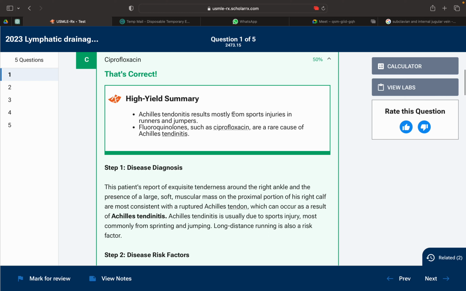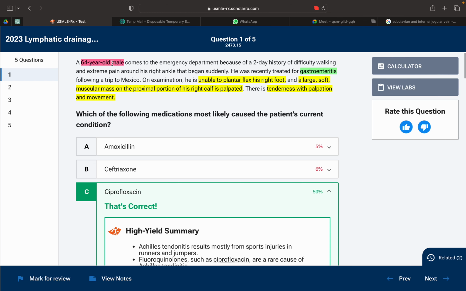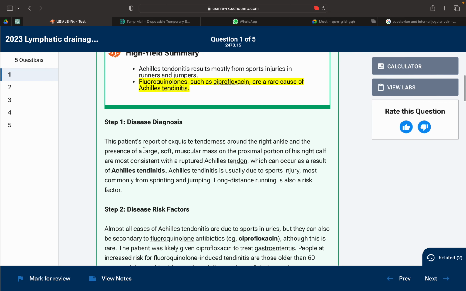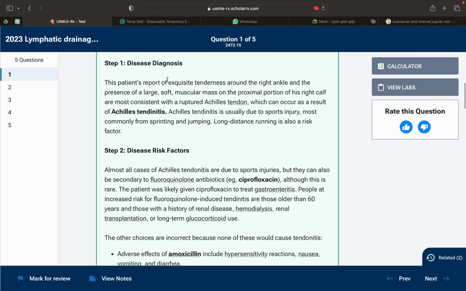Achilles tendinitis results mostly from sports injuries in runners and jumpers. Fluoroquinolone, but a 64-year-old male could not be a runner or jumper. Okay, that's common sense. So fluoroquinolones such as ciprofloxacin are a rare cause of Achilles tendinitis. The patient reports exquisite tenderness, that means pain on the touch, around the right ankle, and the presence of a large soft muscular mass on the proximal portion of his right calf, which are most consistent with a ruptured Achilles tendon.